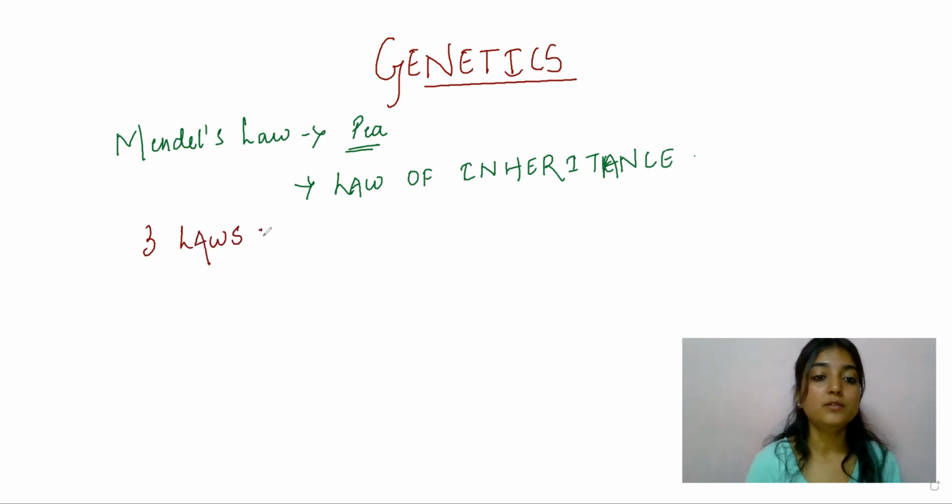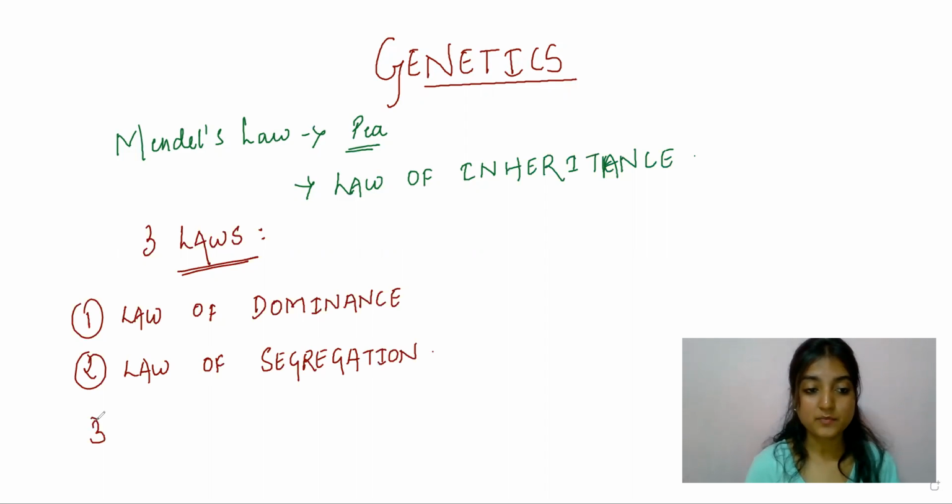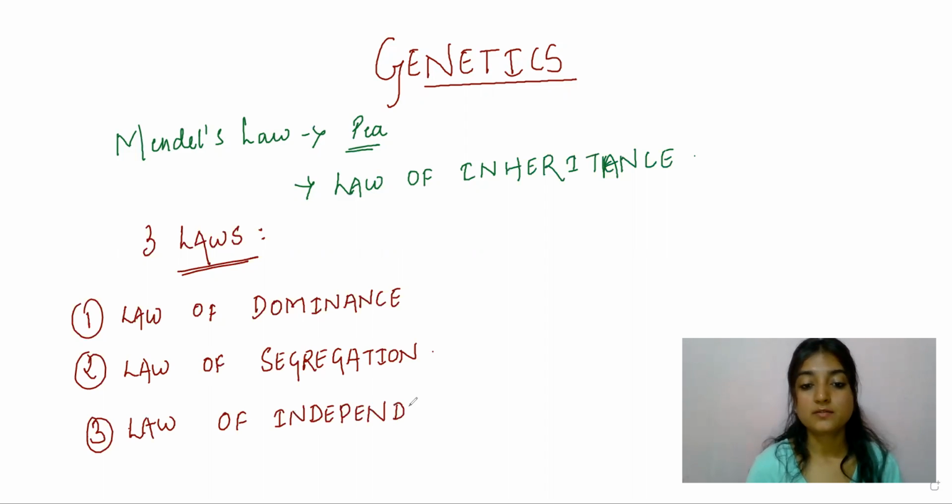The 3 laws' names were: first was the law of dominance. Second one is the law of segregation. Third one is the law of independent assortment. Now we will discuss all the 3 laws.